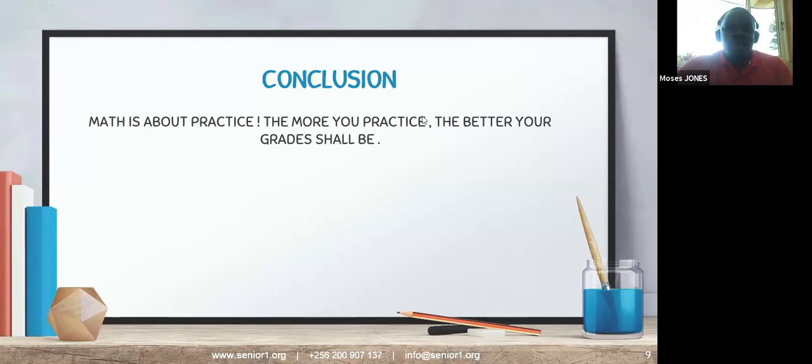There's someone asking, how do we get the books from the internet? As far as the internet is concerned, there's a link which has been shared with you here. Check that link, https://senior1.org/notesborder. Okay, tap on that link and it will guide you. It will lead you to download those books as well.